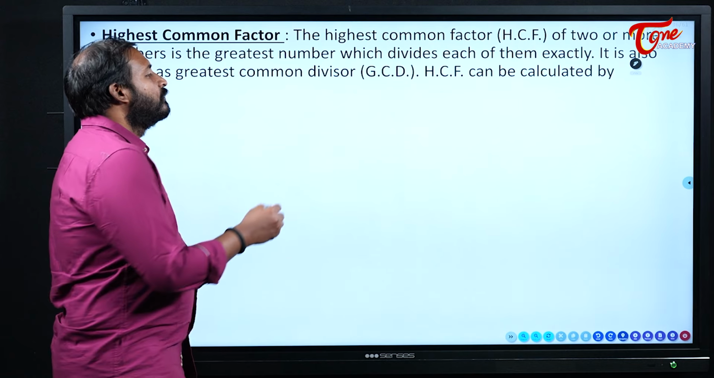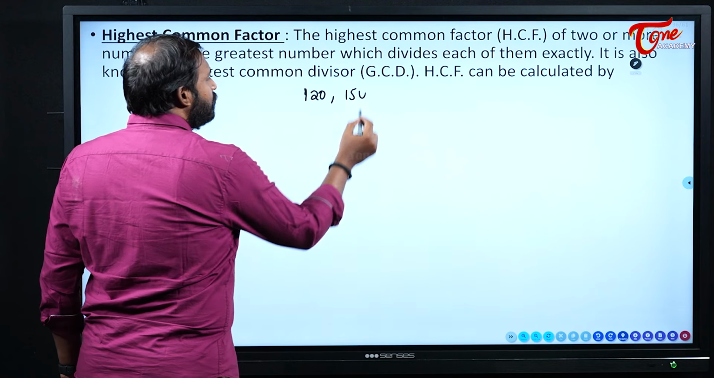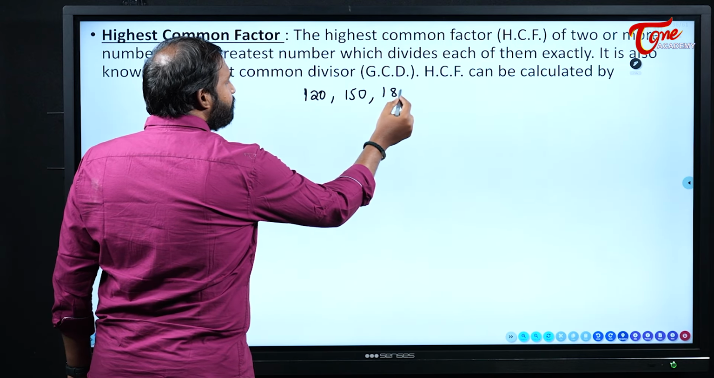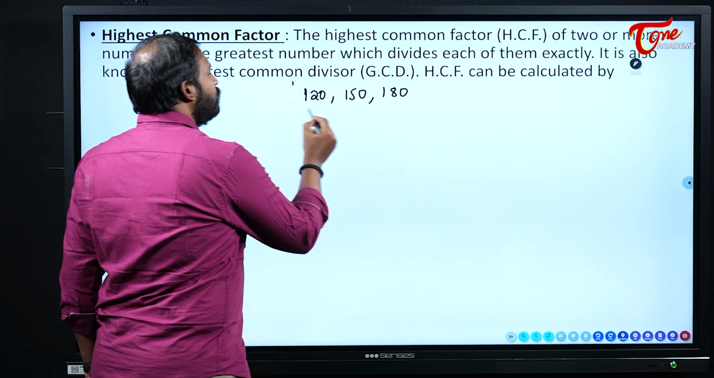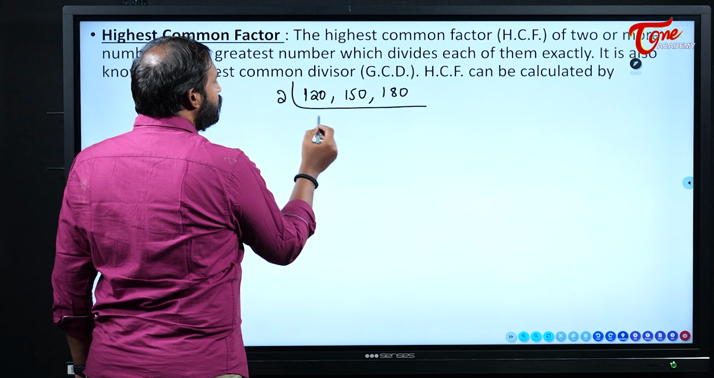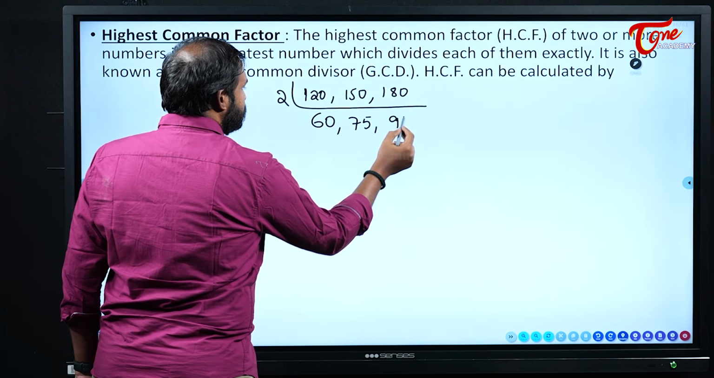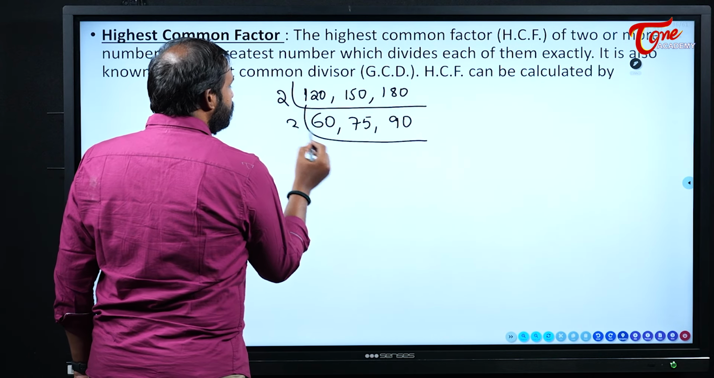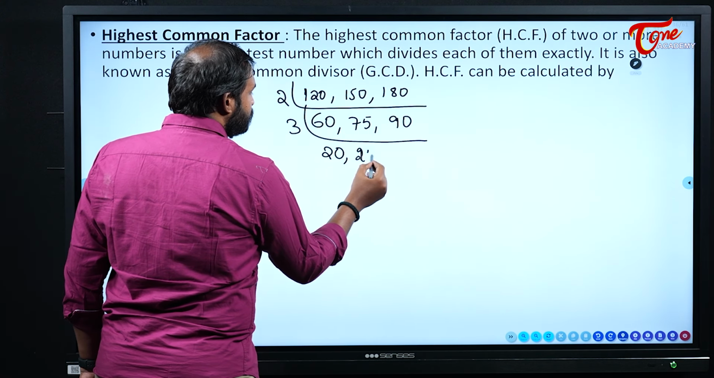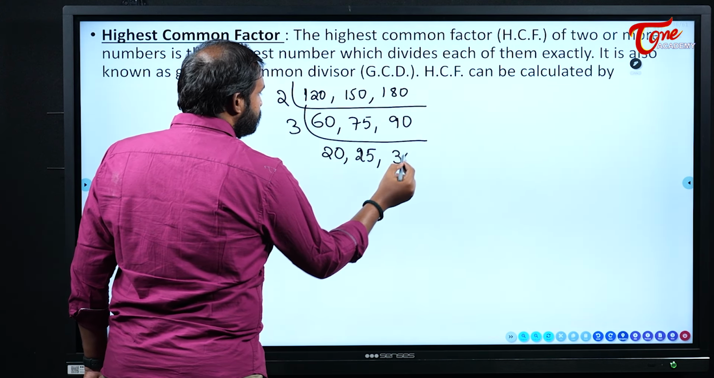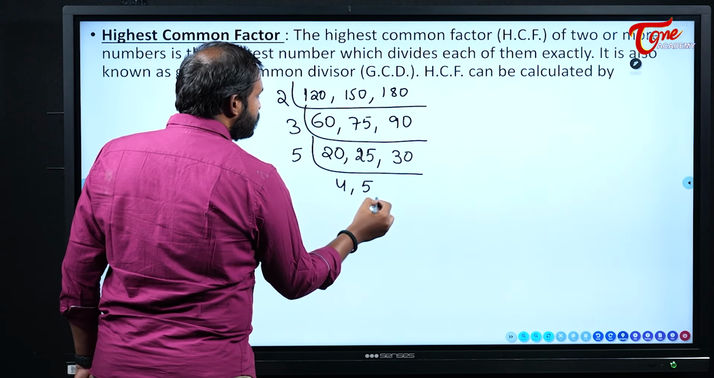Now, see the same thing for 120 and 150. I will take one more number, 180. 120, 150 and 180, I need to find the HCF. Now, what will I do? In the 2 table, 60s, 75s, 90s. Next in the 3 table, 20s, 25s, 30s. Next in the 5 table, 4s, 5s and 6s.